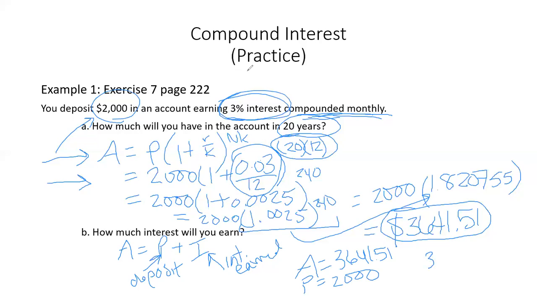So I have 3,641 and 51 cents is equal to 2,000 plus I. To solve for I here, I'm subtracting 2,000 from both sides, leaving me with an interest amount of $1,641.51.